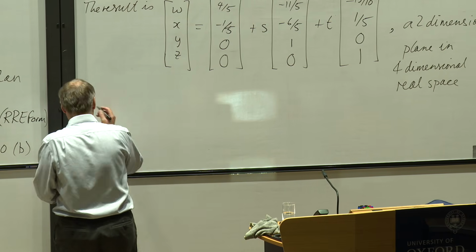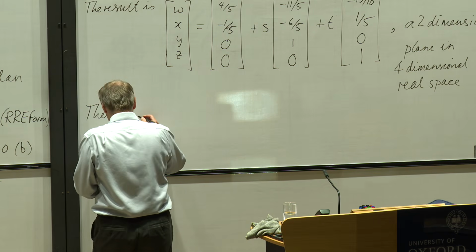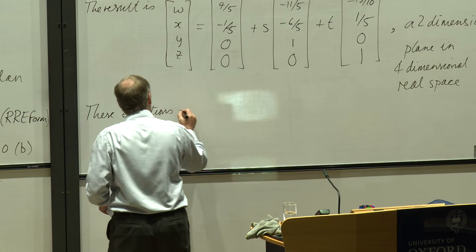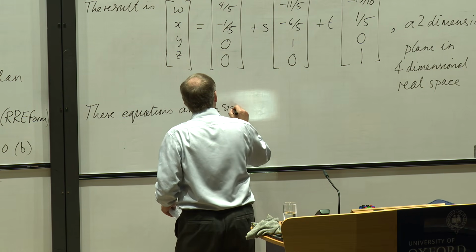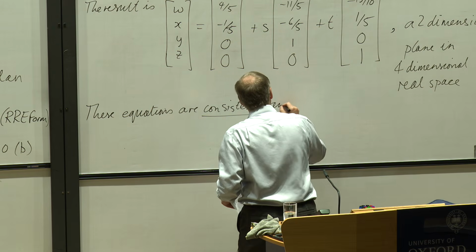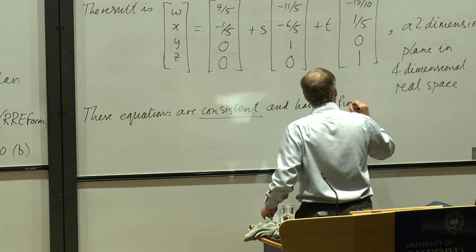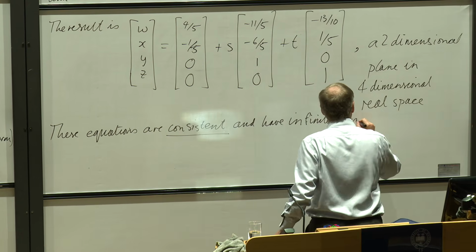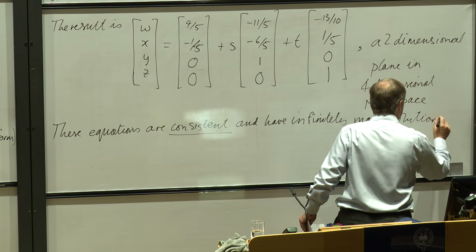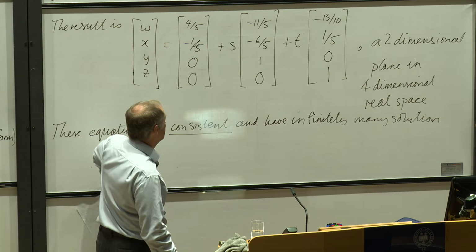So the question is, first of all I should say these equations are consistent, and have infinitely many solutions. Some people would say doubly infinite, because there's two parameters, s and t, you can choose, but certainly infinite.